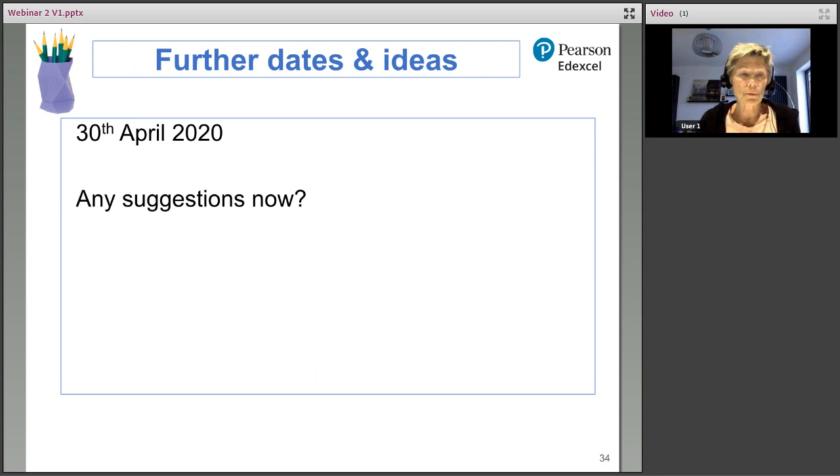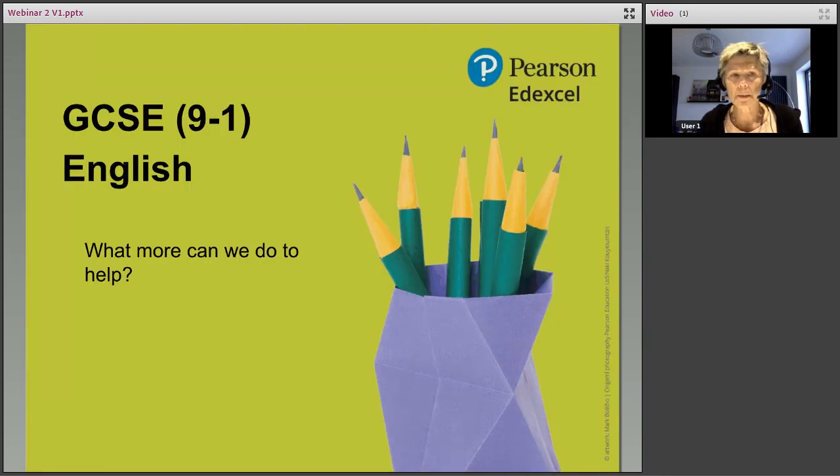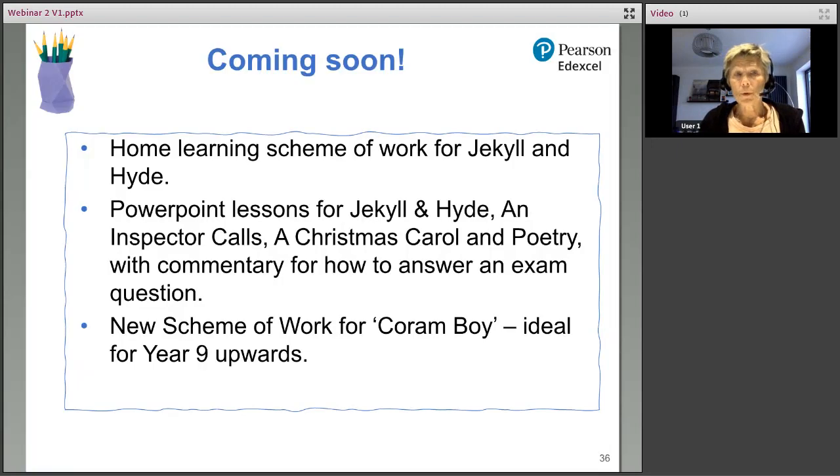And then I'll just whistle through the rest of the slides. The next date is 30th of April, and we're going to go for language. So we're going to split it in two, and we'll go for language next week. That means we can get more people signed on, and literature the week after, if that's okay, and we will publicise that. Any suggestions, please do pop it up in the next couple of minutes. What more can we do to help?